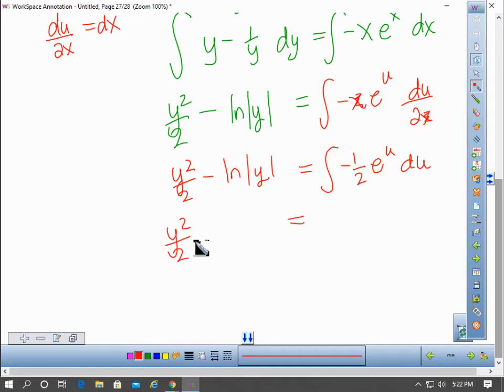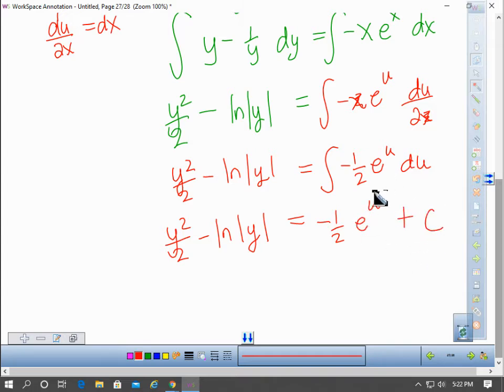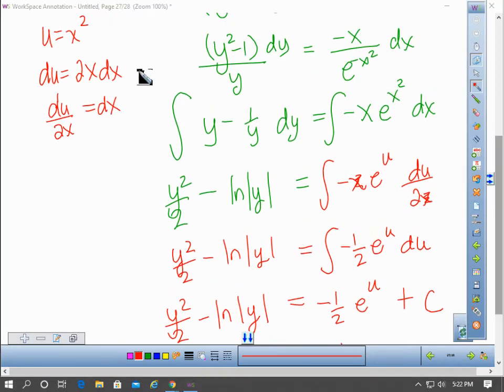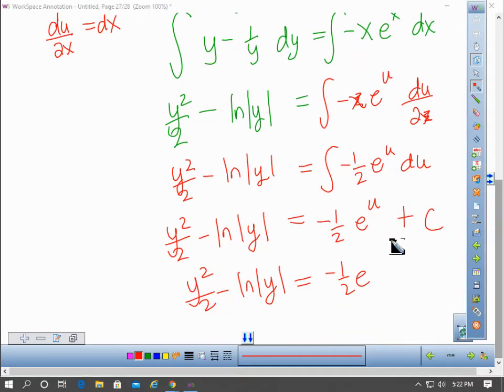So y squared over 2 minus the natural log of y equals, when I do the antiderivative, I'm going to keep the negative 1/2, keep the coefficient. The antiderivative of e to the u in terms of u is e to the u, and then plus c. So then I'm just going to throw my u back in. So this will be y squared over 2 minus natural log of y equals negative 1/2 e to the, what was our u, x squared. So that's e to the x squared plus c.